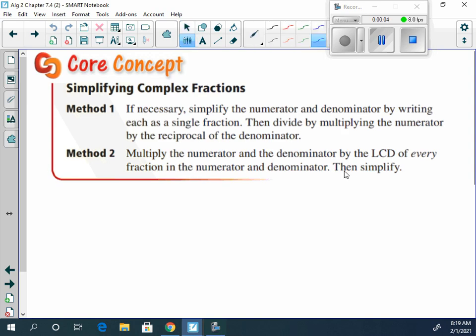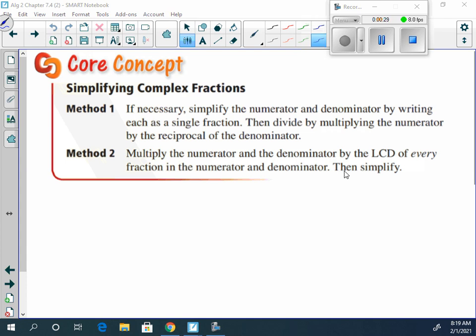Simplifying complex fractions. What we looked at last week, the last 2 days, was addition and subtraction, adding these rational expressions together or subtracting them from each other. We had to make the denominators the same so that we could add or subtract. Now there are two methods for simplifying complex fractions. When we talk about complex fractions, we're talking about having fractions in fractions.